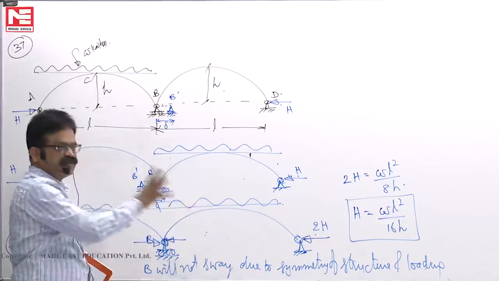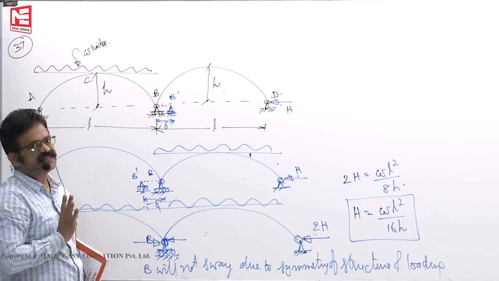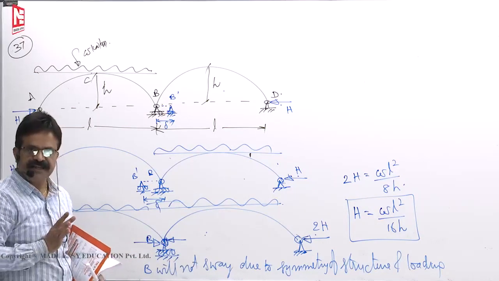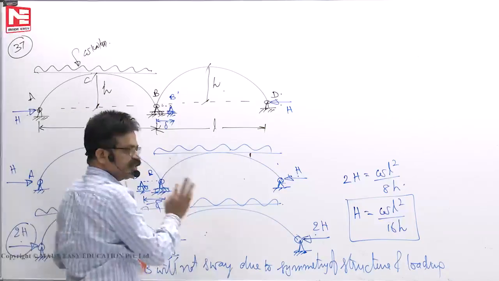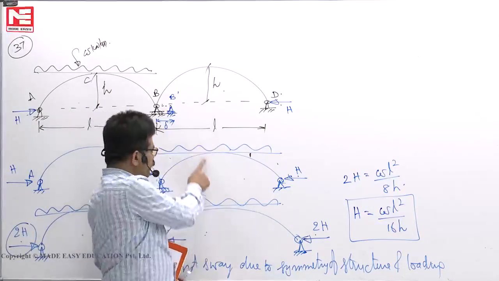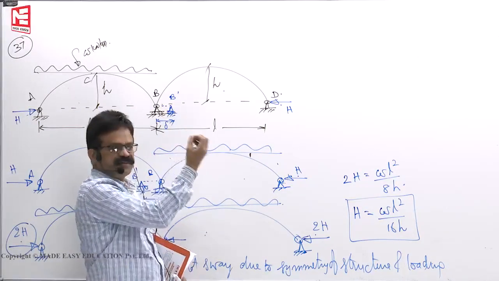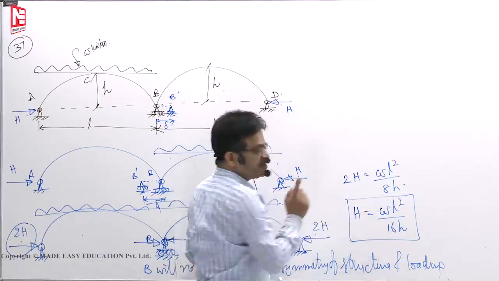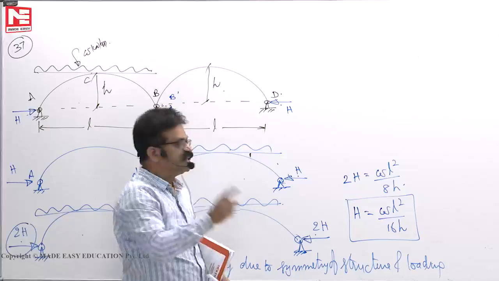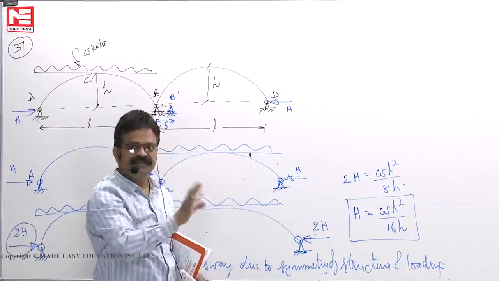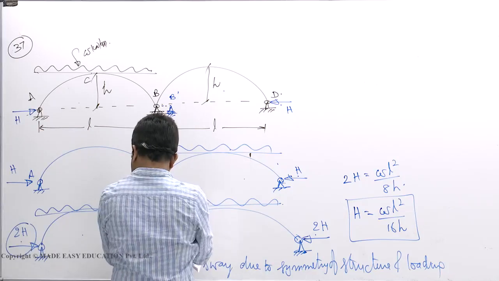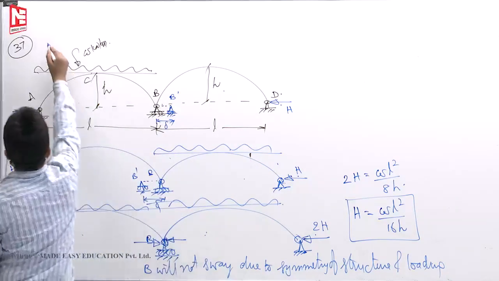For this case, we want to know what is the horizontal thrust. That we know, 2H must be equal to WL square by 8H, because for this span separate, for this span separate. Now only one case, if we remove one load, then 2H value is WL square by 8H, means H must be WL square by 16H. That case, either this or this, that formula is valid. That means WL square by 16H means 37. C is the option.